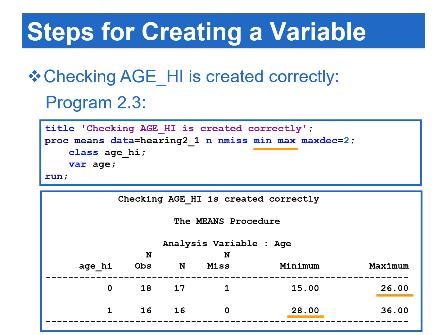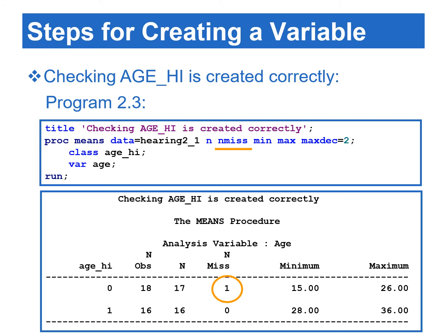Once the age_high variable is created, the final and most important step is to validate that the age_high is correctly created. To check the accuracy of age_high, we need to make sure that the maximum value of age for age_high equals 0 is 26. And the minimum value of age, for age_high equals 1 is greater than 26. Program 2.3 uses proc means to examine the minimum and the maximum values of age by each category of age_high.